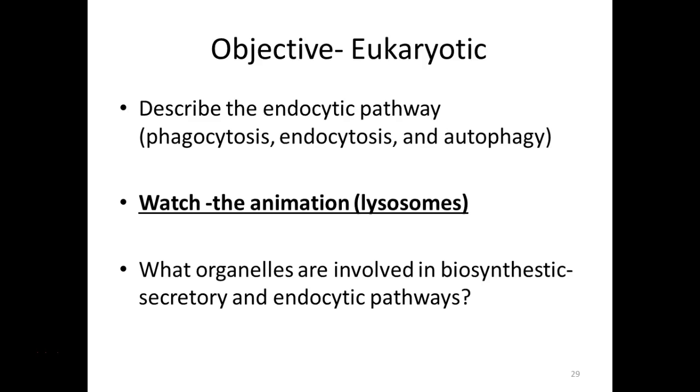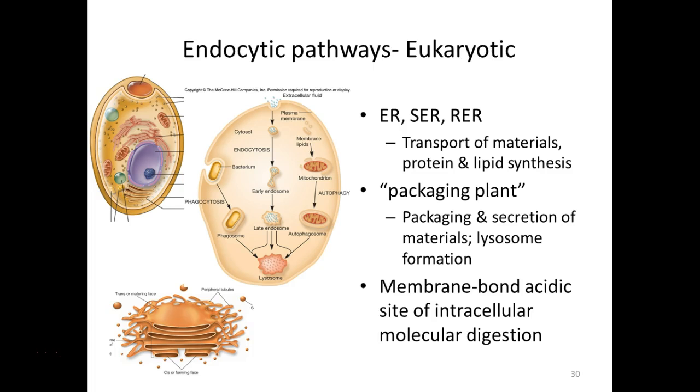So in biosynthetic secretory mechanisms and in endocytotic pathways, there are several organelles that are involved in this process. So your rough and smooth ERs, they're going to be responsible for transporting materials, producing proteins and the lipids. They're going to make up some of these vesicles. And then, as I said, they get sent to the packing plant. And what's the packing plant?